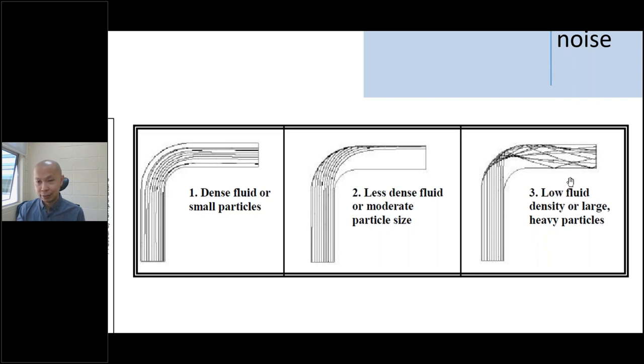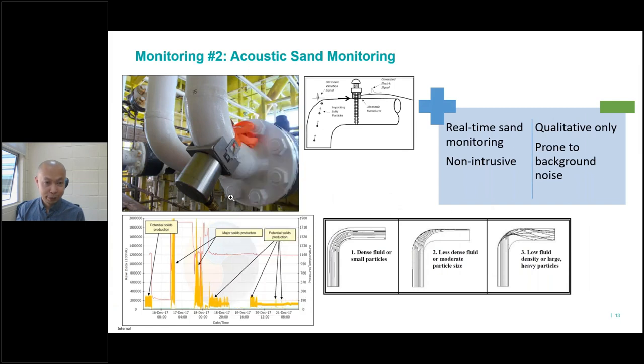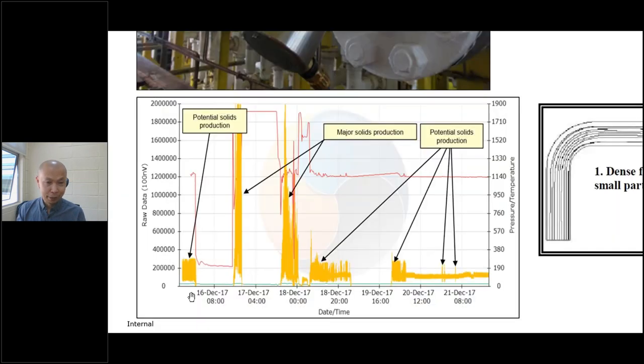So this is quite common, condition number three is common for gas well. Yeah. So let me zoom in first on here. For example, it's all relative. It's all qualitative, not quantitative. If you look at here, we can say that at this point of time, we are certain that we produce solid. How much we don't know, but definitely it's more than this period.